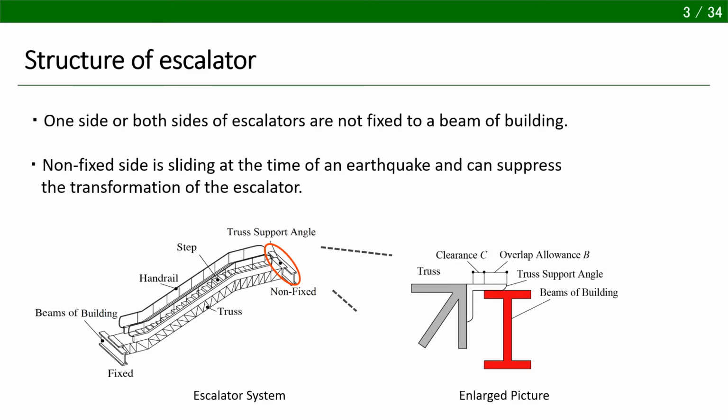This slide shows the structure of an escalator. As you know, an escalator is a form of vertical transportation. For example, an escalator connects one floor to another floor in buildings. In general, one side or both sides of an escalator are not fixed to a beam or building, and the non-fixed side is fixed at the time of an earthquake and can suppress the movement of the escalator.